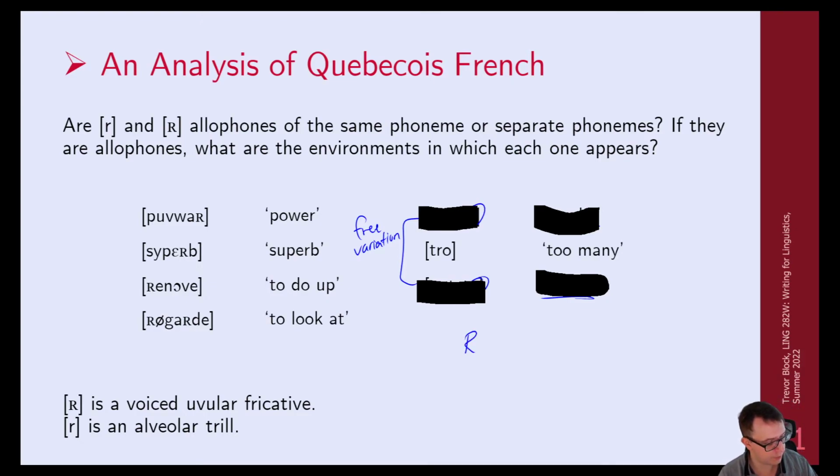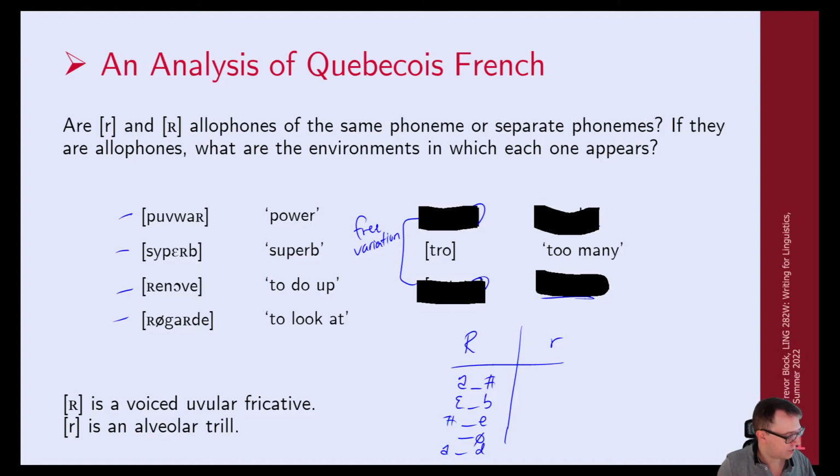So let's set up a chart for the voiced uvular fricative and the alveolar trill. So for the voiced uvular fricative, we have a few words here. It occurs after an A at the end of a word. It occurs between an E and a B. It occurs at the beginning of the word before an A. And in the last one, it occurs before this rounded E. And it also occurs between an A and a D. So I don't really see any nice pattern to describe where that occurs.